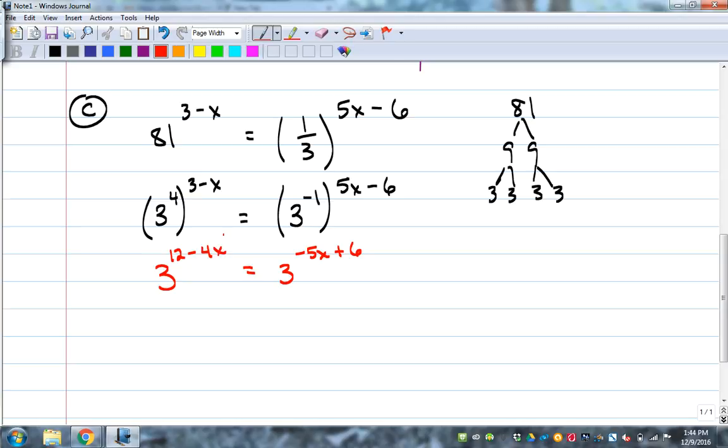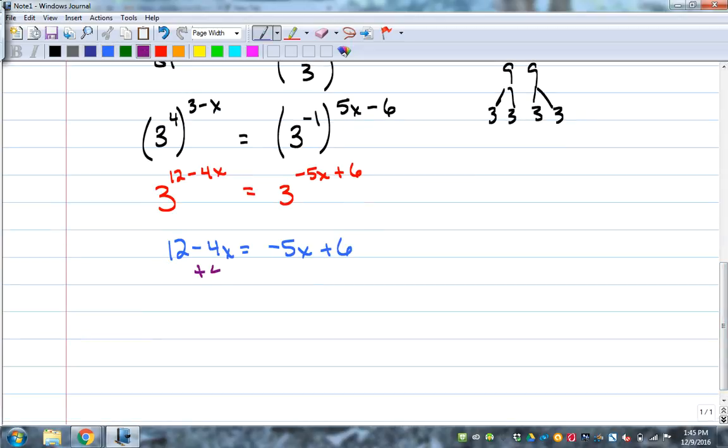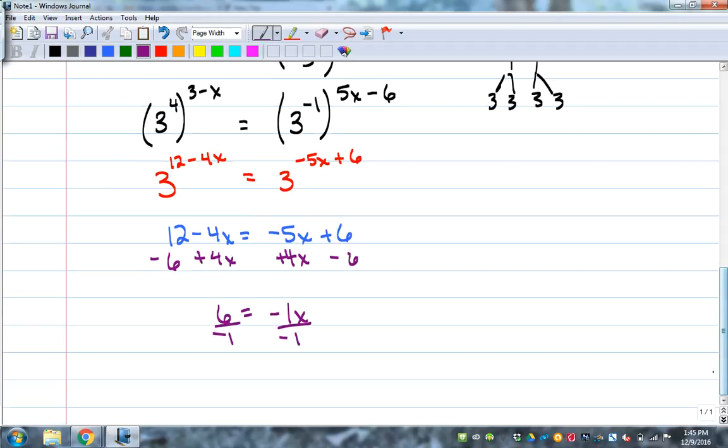And now what's our equation? Yeah, and then that's a pretty easy equation to solve. So let's do that. I'm going to add 4x. I actually should just add 5x and subtract 6. So 6 is equal to -1x. X is -6. So anytime you see a fraction as a base, you're going to think, I bet it's something to do with a negative exponent. That's what you want to think here.